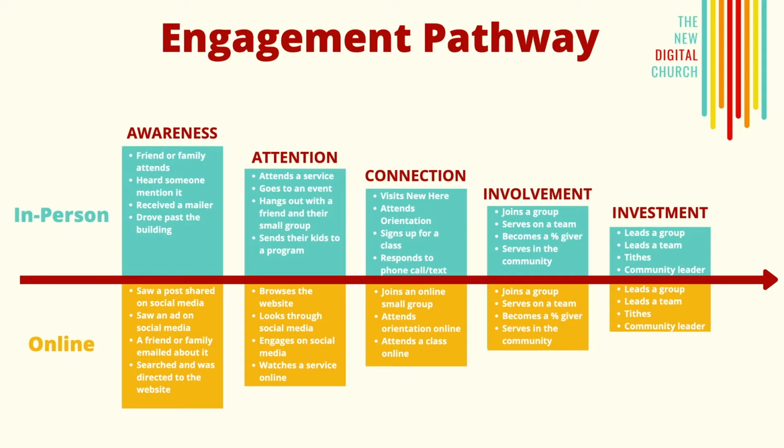And what we want to think about as it relates to being a digital church is, what does it look like online? So up top, in person, you can see the levels. There's awareness. People are aware of your church. Maybe a friend or family member told them about it. They heard about it. They saw something online. If we look down at the online section, maybe they saw something on social media, or a friend emailed them to invite them to watch a service.